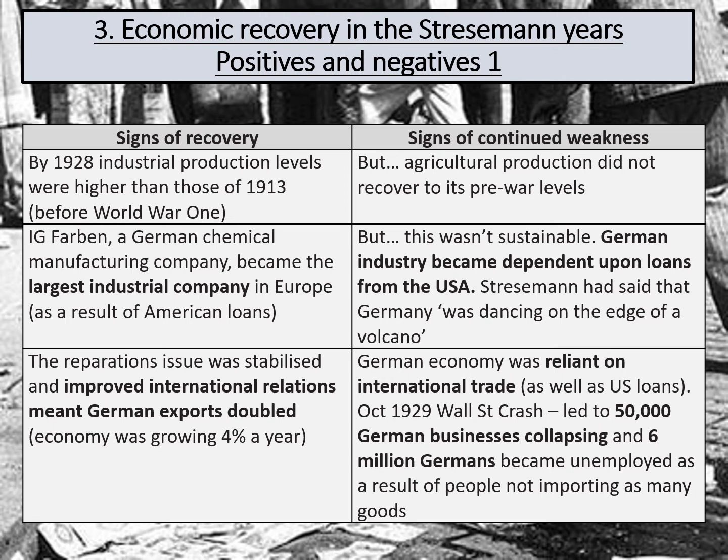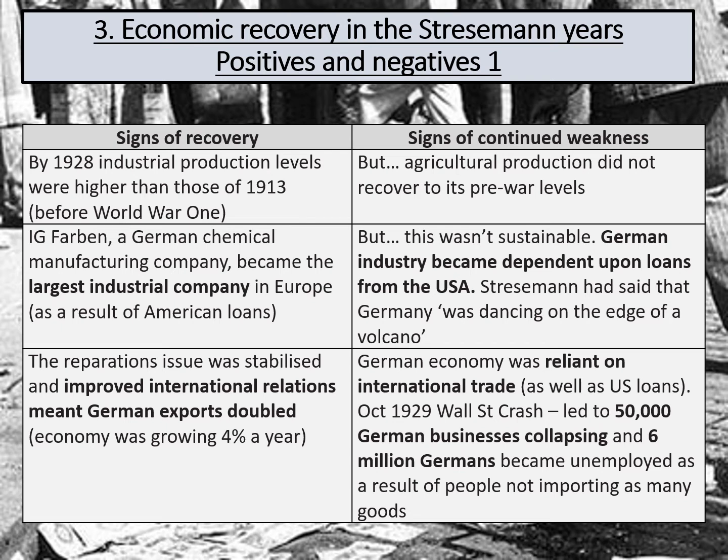German industry became completely dependent on these loans. These factories were only able to expand and get bigger and better because of those loans. So when Stresemann had said that Germany was dancing on the edge of a volcano, this is exactly what he was talking about. They were there and all at the moment looked good, but at any moment it could all collapse. So if you think about a volcano, it could be ready to explode at any point. And that's what Stresemann was worried about, that underneath it all, it wasn't on a stable foundation, because at any time America could want their money back.